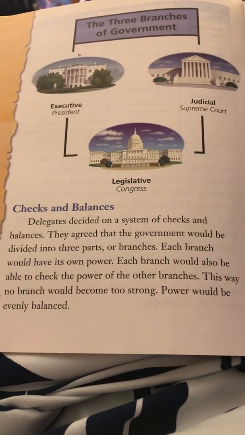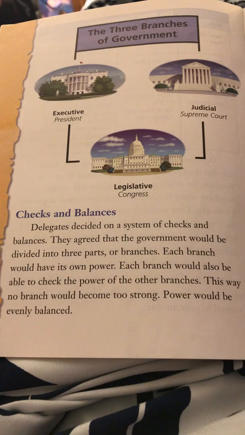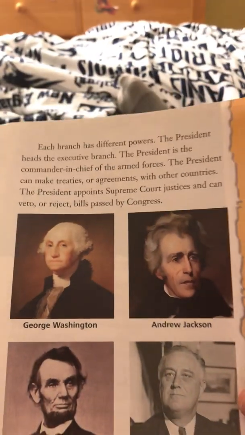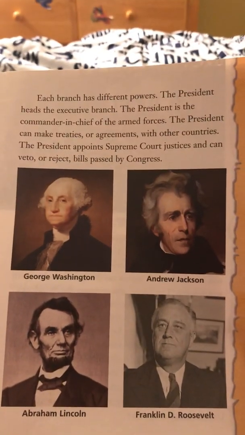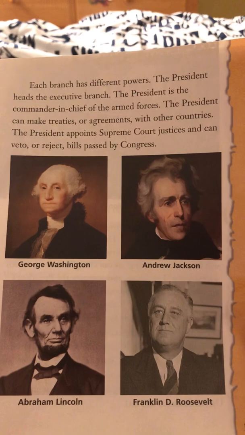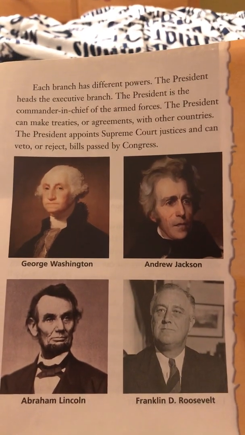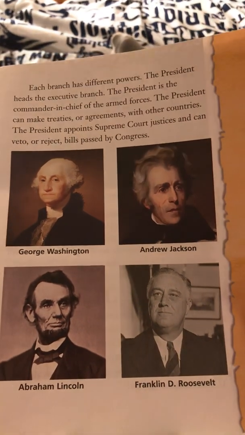Each branch had different powers. The president heads the executive branch. The president is the commander-in-chief of the armed forces. The president can make treaties or agreements with other countries. The president appoints Supreme Court justices and can veto or reject bills passed by Congress.